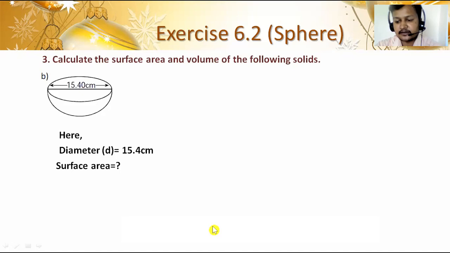There is the question to calculate surface area, but for a hemisphere, we have two surface areas. One is curved surface area, another is total surface area. So what do you think? What do we have to calculate? Do you think we have to calculate both curved surface area as well as total surface area, or curved surface area only, or total surface area only?